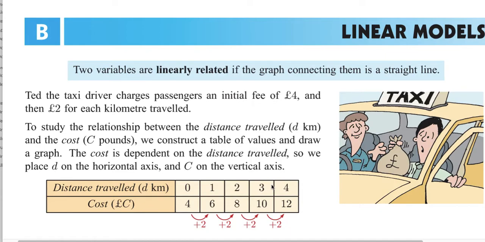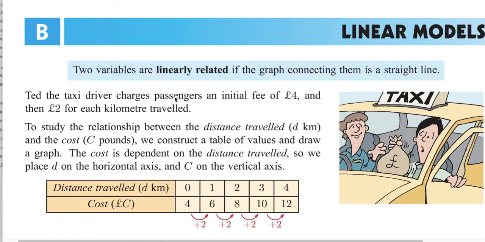variables. So this is using functions, but with word problems. So let's have a look at this. Two variables are linearly related if the graph connecting them is a straight line. Can you please write that down and pause the video now? Welcome back. So let's go over this problem.